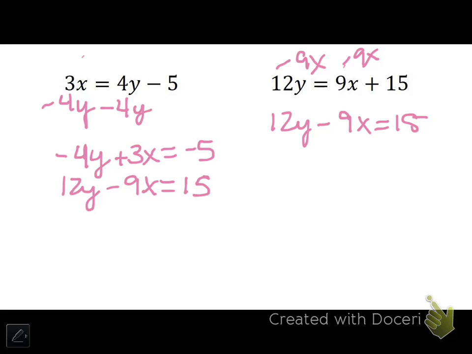Now let's put them on top of each other. Make sure that when you move these around, your x's are on top of your x's and your y's are on top of your y's. So let's go ahead and try to get my y's to cancel. So let's multiply this top by 3. Get negative 12y plus 9x is equal to negative 15.